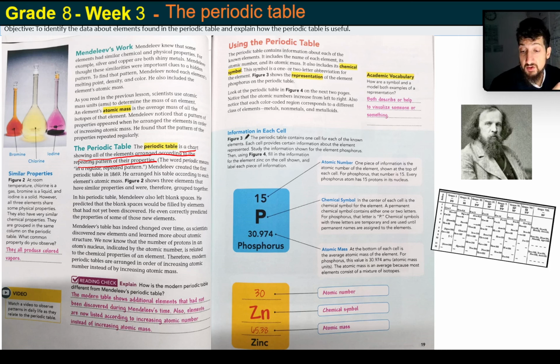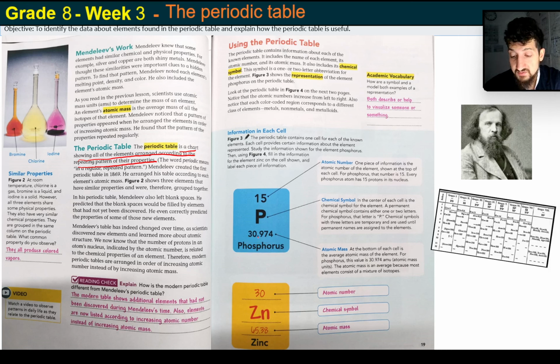So, using the periodic table. The periodic table contains information about each of the known elements. It includes the name of the element and its chemical symbol. That is called the chemical symbol. In this case we've got phosphorus. This is the name of the element, and sometimes it's listed and sometimes it's not. It depends on the type of periodic table that you've got.